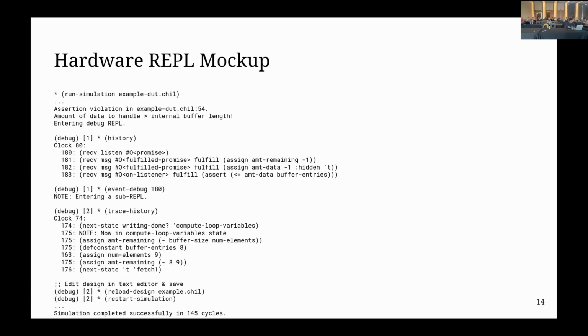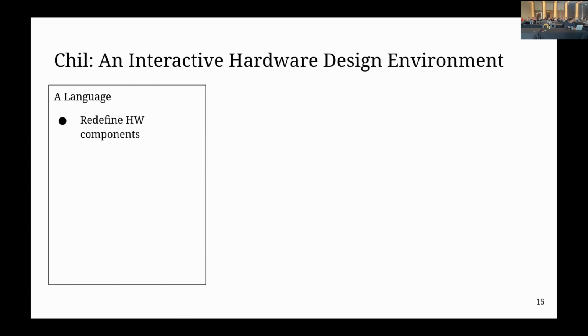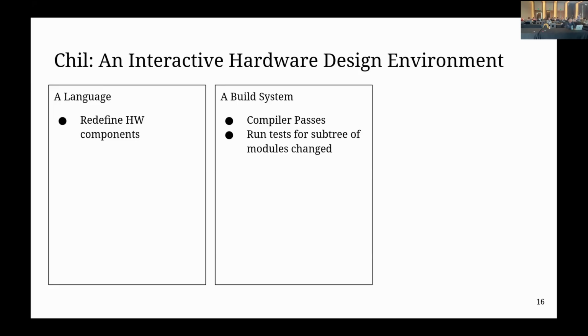So there's a guiding mock-up. This is what I have been aiming for. So this feeds into a larger vision I have of interactive hardware design environments called Chill, where the language itself is interactive, the same way you have a Python REPL. You do the same for hardware. You can redefine hardware blocks as you're going, their I/O, their components, their internals, and so on. It's a build system where you can add and remove passes, you can explore the design, you can have things run automatically when something in the tree changes.